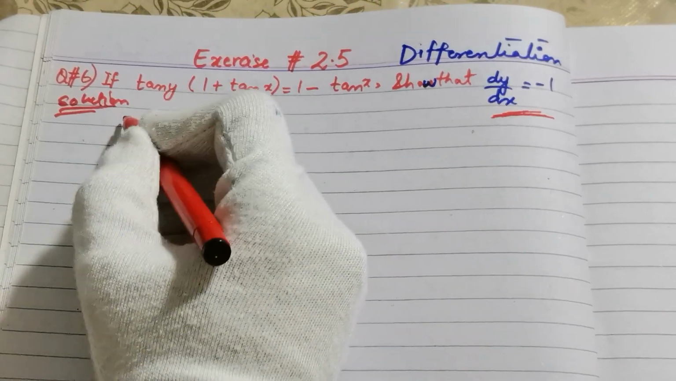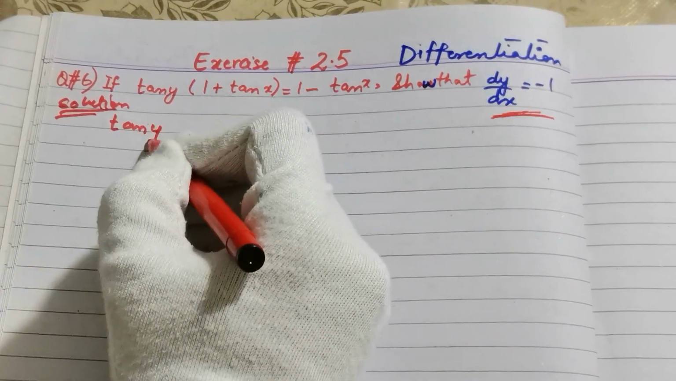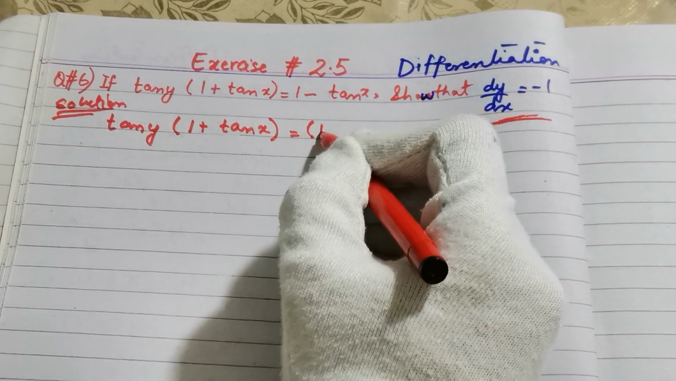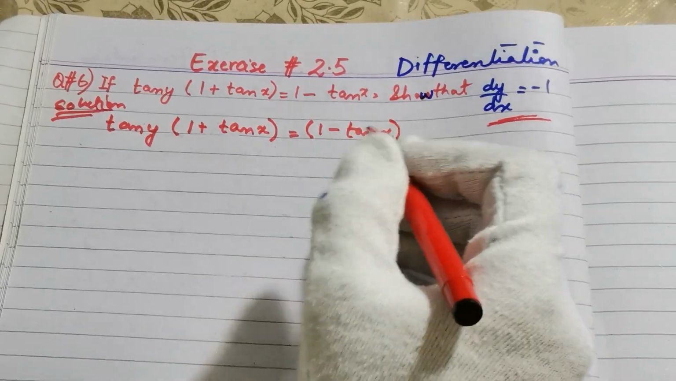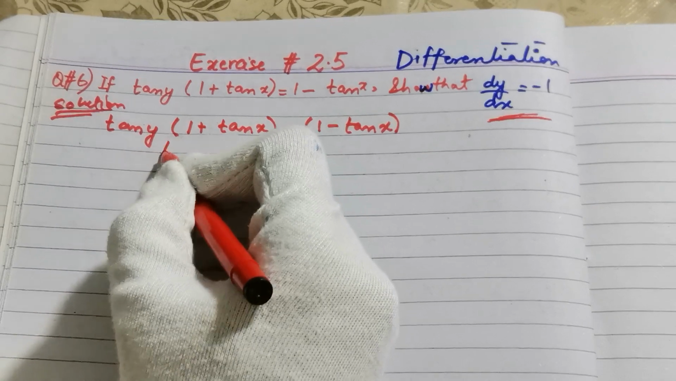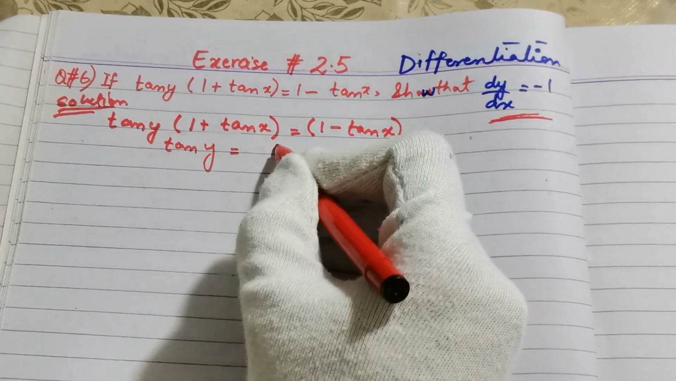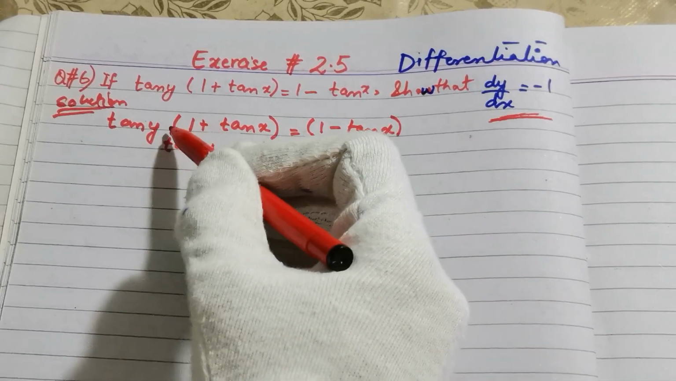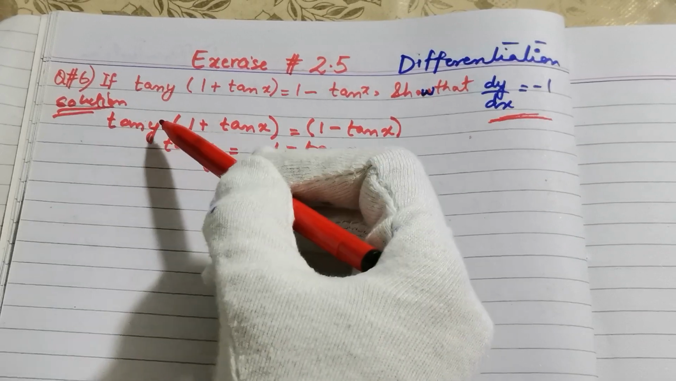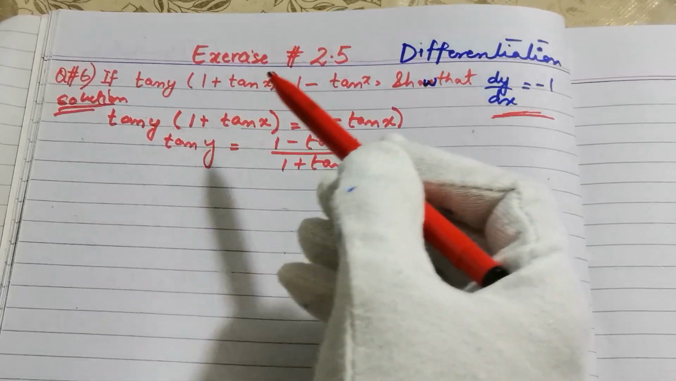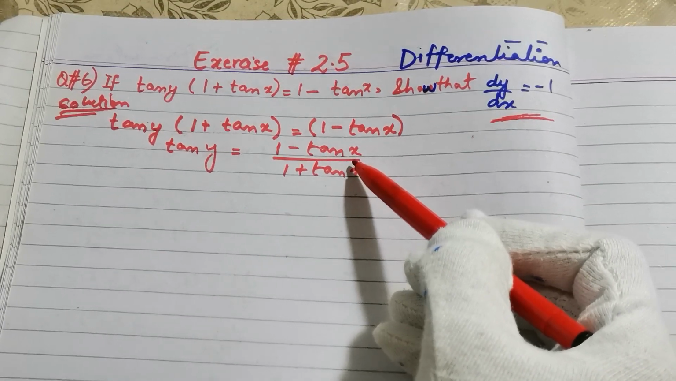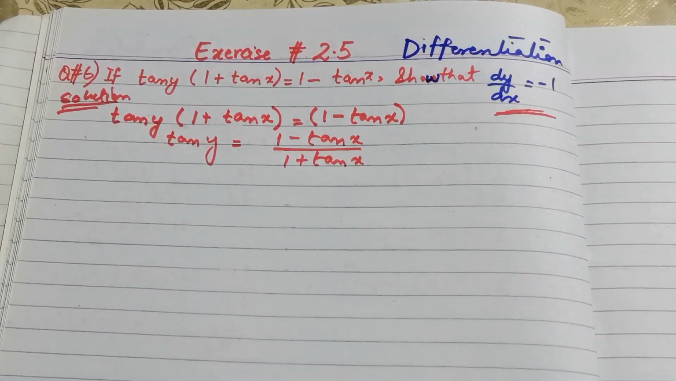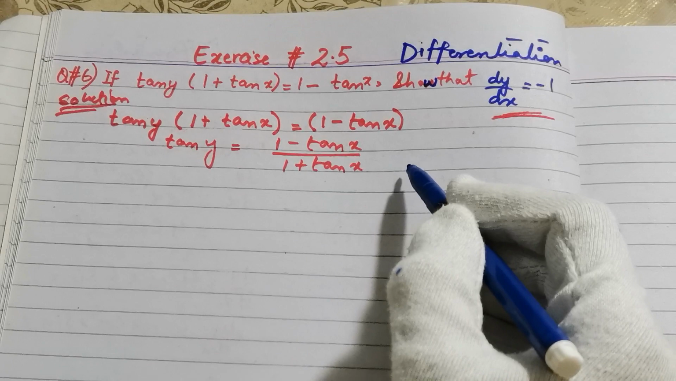Tan y into 1 plus tan x is equal to 1 minus tan x. So tan y is equal to 1 minus tan x divided by 1 plus tan x. This term is multiplied, tan y is multiplied by 1 plus tan x. So the multiply term, when we take it to the other side, will be divided. So we name this as equation 1.